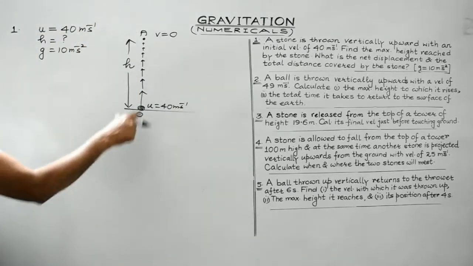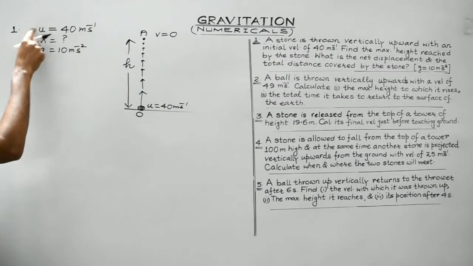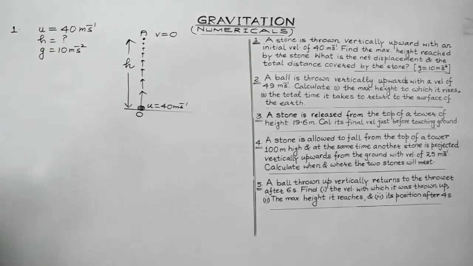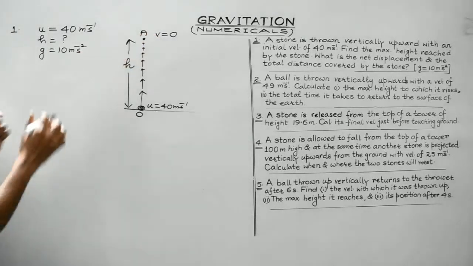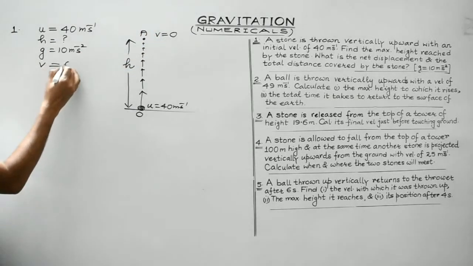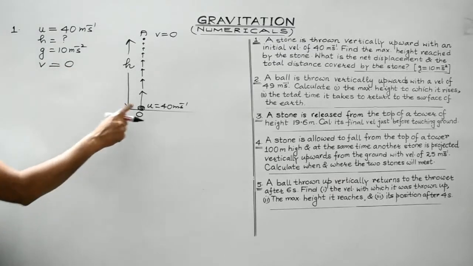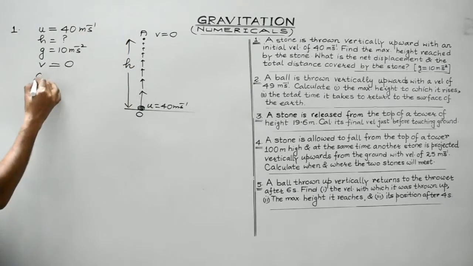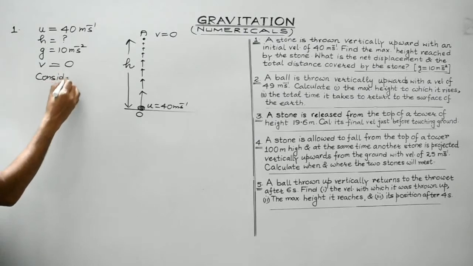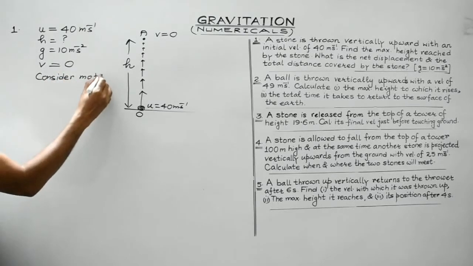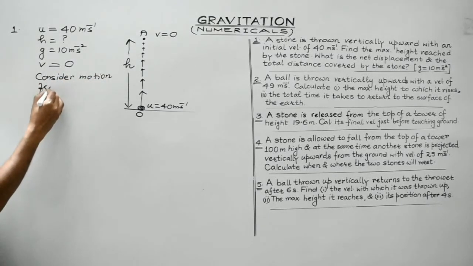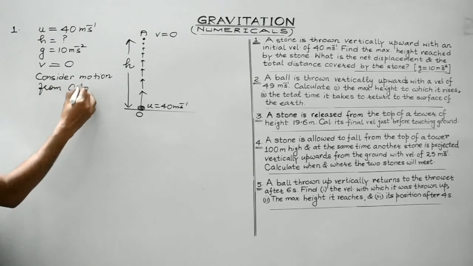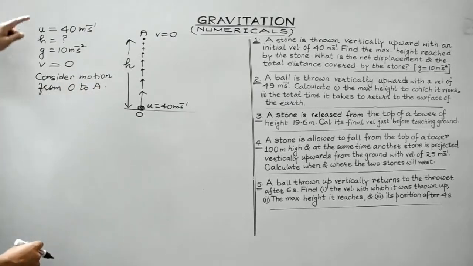So we are supposed to find out the maximum height reached by the stone. So h is to be determined. So u is given, g is given. So I think v is also given. At the highest point, v is 0. Right? We are considering motion from O to A. So consider motion of the body from O to A. So try to connect these four.